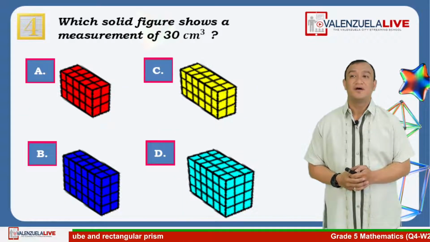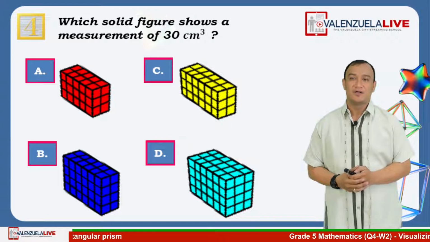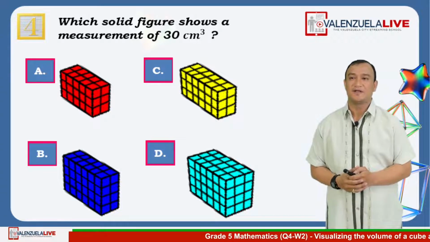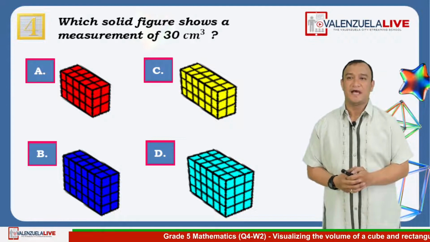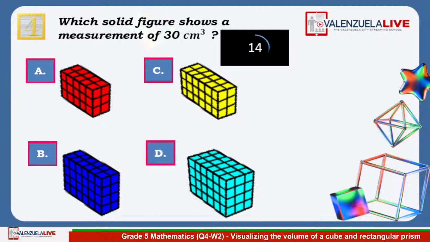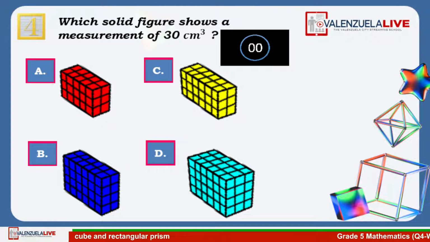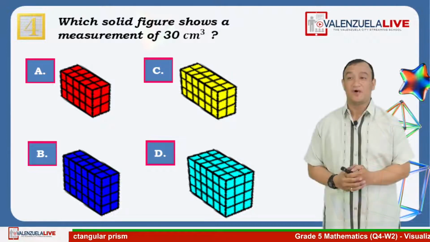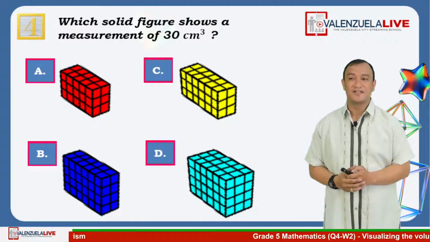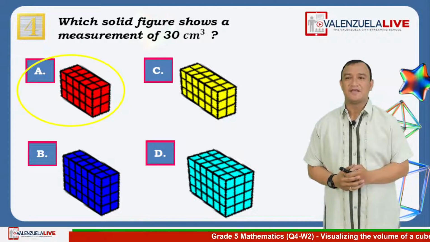For number 4, which solid figure shows a measurement of 30 cubic centimeters? Your time starts now. Five, 4, 3, 2, 1, 0. Okay, time's up. The answer is letter A.